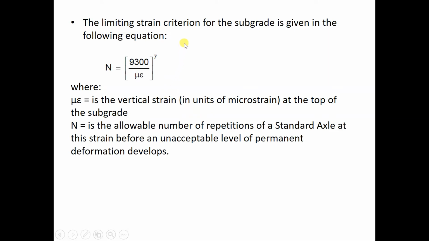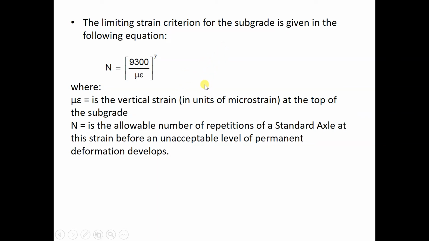The limiting strength criterion for the subgrade is given by the following equation. So this is the limiting strength criterion, the allowable N. N is the allowable number of repetitions of a standard axle at this strength before an unacceptable level of permanent deformation develops. That means that if your design traffic loading exceeds the allowable, then in this case the subgrade is going to fail.